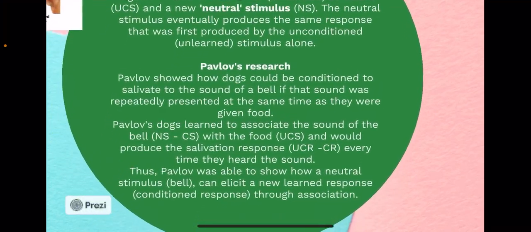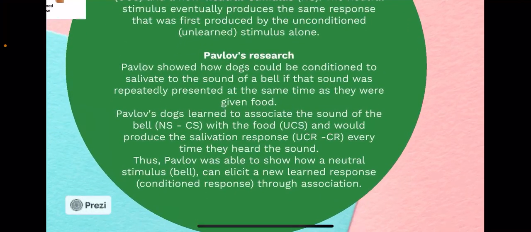So I've mentioned Pavlov's research several times now, so let's just read through that. Pavlov showed how dogs could be conditioned to salivate to the sound of a bell if that sound was repeatedly presented at the same time as they were given food. Pavlov's dogs learned to associate the sound of the bell, which was the neutral stimulus, which became the conditioned stimulus, with the food, which initially was the unconditioned stimulus, and they would produce the salivation response, which initially was an unconditioned response but became a conditioned response upon the sound of the bell.